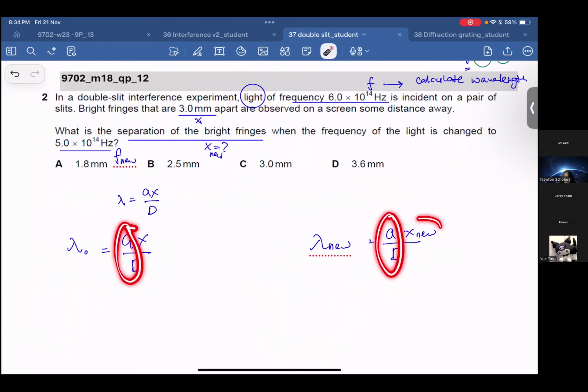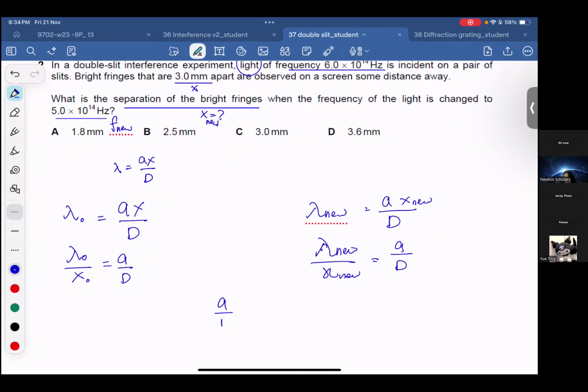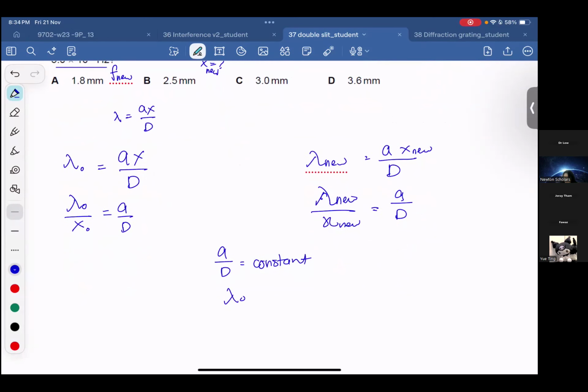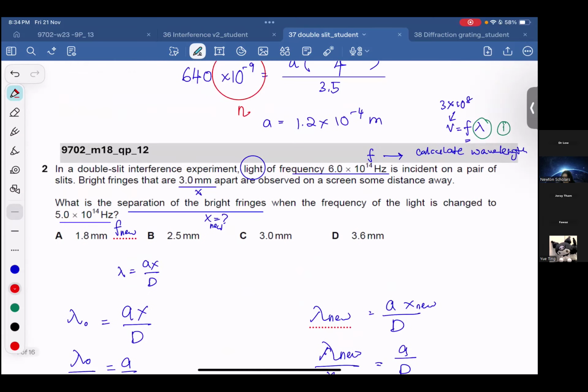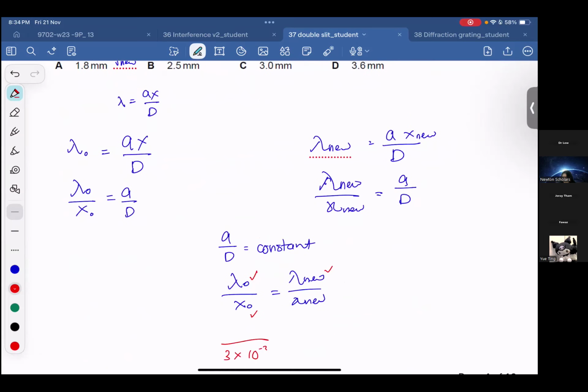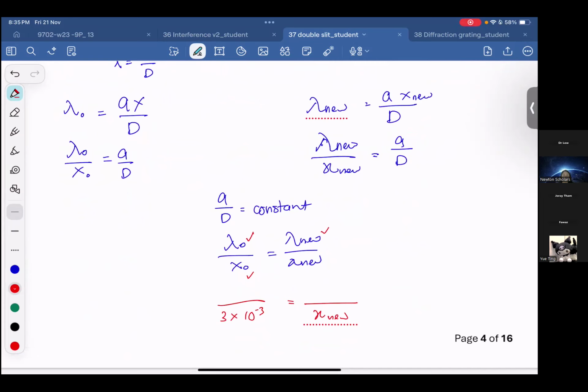So can you try to find out what is your new X? Or I can say it like this. A over D is original wavelength divided by original X. So new wavelength divided by new X equals to A over D. The setup doesn't change, so A over D is constant. So original wavelength over original X equals to new wavelength over new X. These two you have to count by yourself, and then the original X is what they told you, 3 times 10 power of negative 3. Can you count what is your new X? Boys and girls, do your calculation and tell me. Do you get my idea, dear? The whole setup doesn't change. What they change is the frequency. From the frequency, I can know the wavelength.